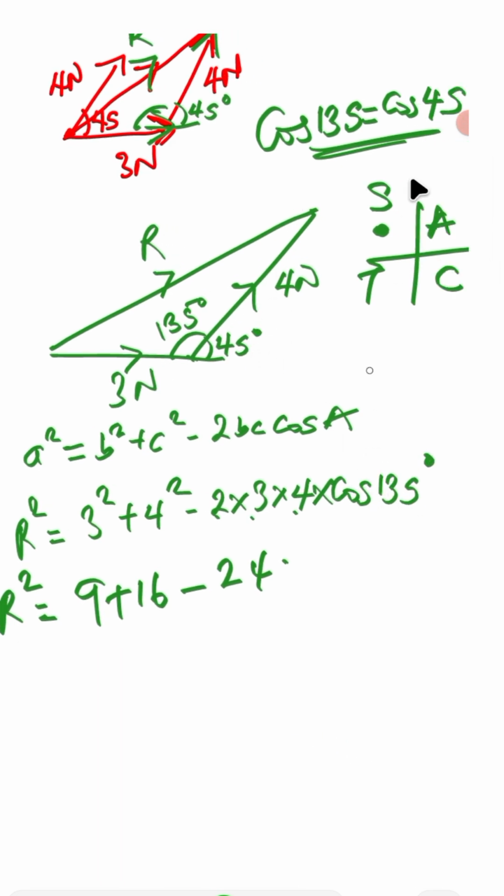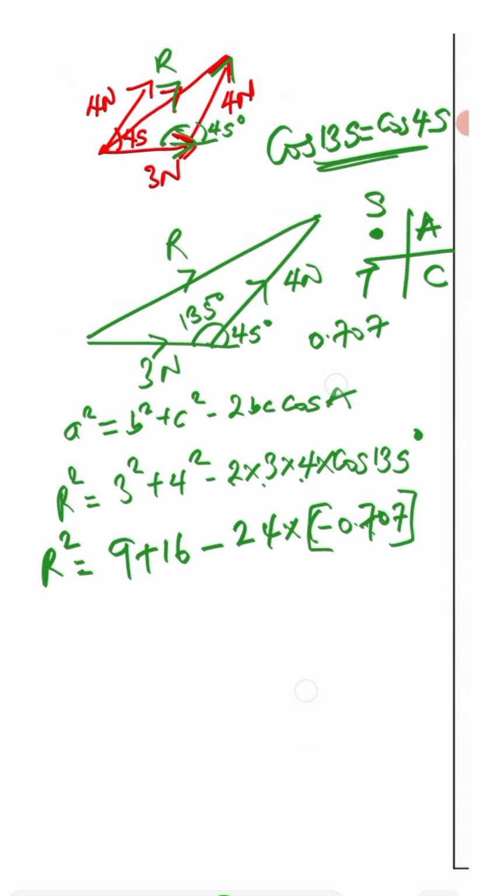It will have the same answer as cos 45, and cos 45 is 1 over root 2. You understand? Or you can say cos 45 is 0.707, the same thing. So let's write 24 times cos 135, that will be minus 0.707. So it is negative because the 135 is in the second quadrant. So this minus and this minus will give me plus here: 9 plus 16. So that's 24 times 0.707.